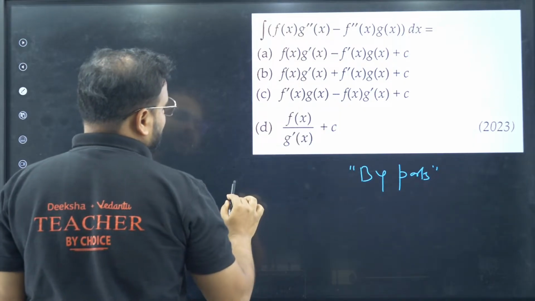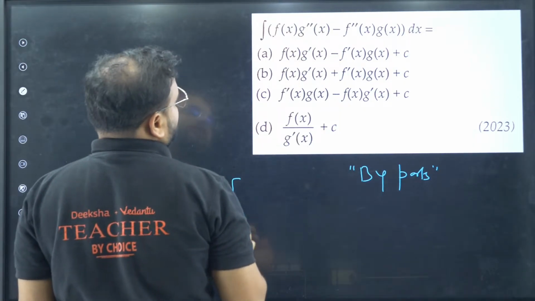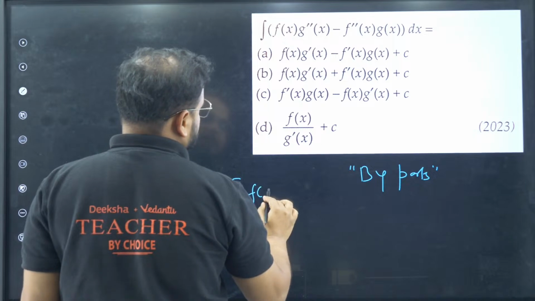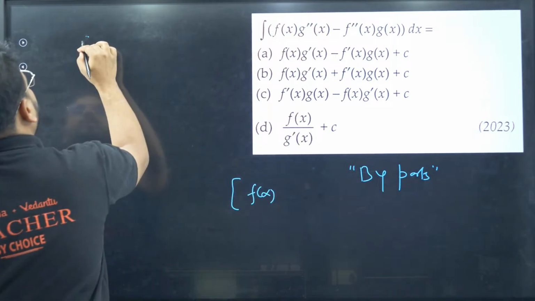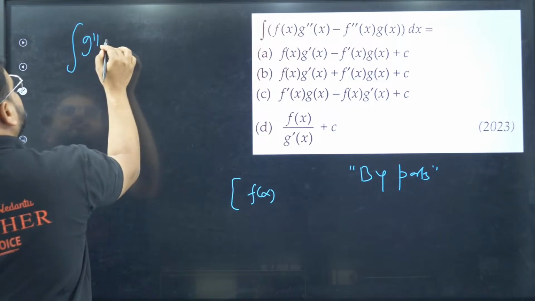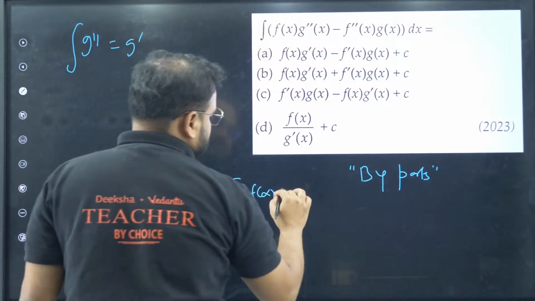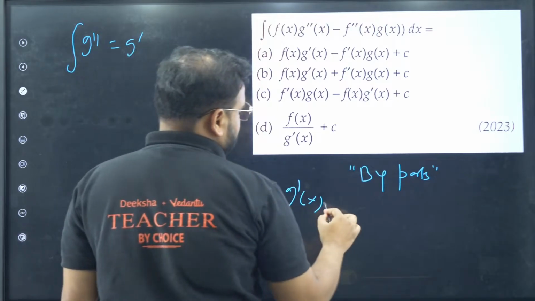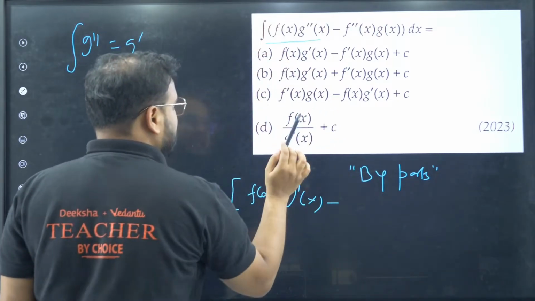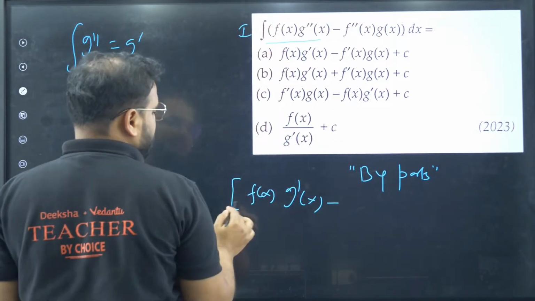Okay. So I have for the first part, please check, f x as it is, integration of the second one. We have this as second derivative. Please check. G double dash integration is what, sir? Simply g dash. So I get here g dash of x. Next comes here minus sign. I'm doing for the first part only. Okay, this is my first part.